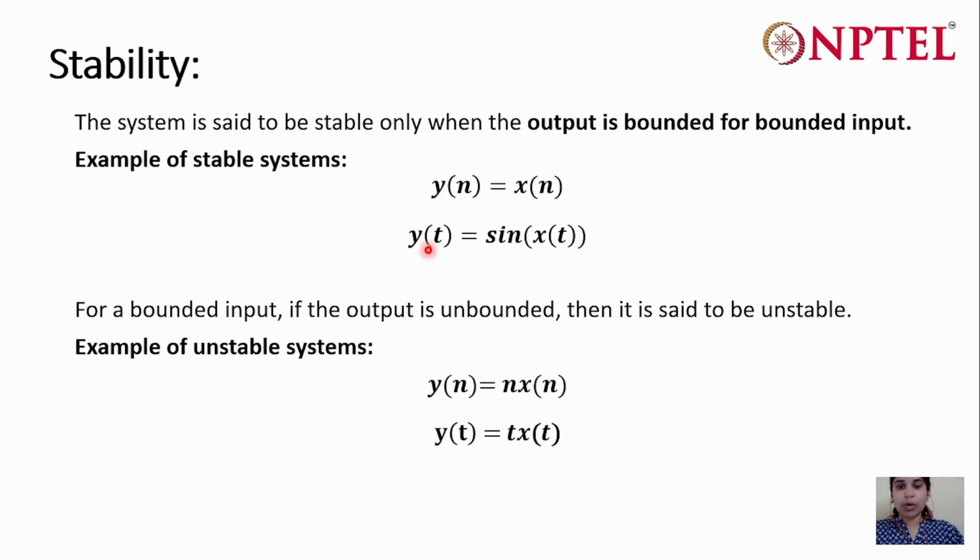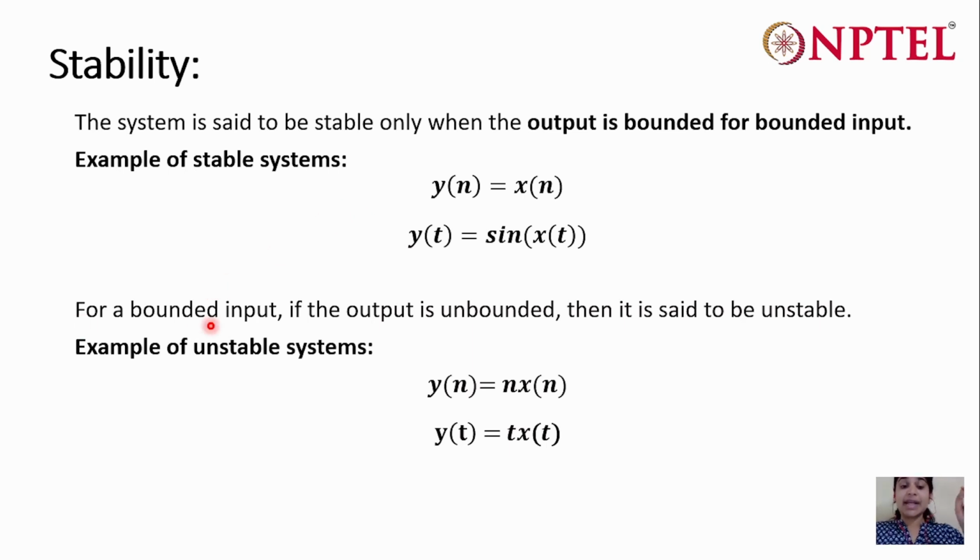Another example is y of t is sine of x of t. Here if your input x of t is bounded, what is the limit for a sine function? It is just plus or minus 1, right? So if your input is bounded, y of t is also going to be bounded. So these two are examples of stable systems.